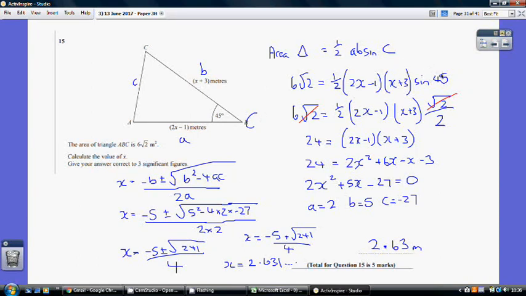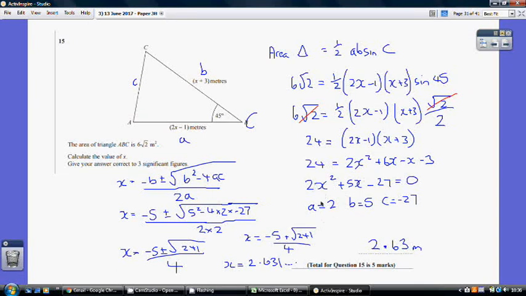Now the sin of 45 is root 2 over 2, and I can see at that point my root 2's cancel. If I then multiply both sides by 4, that gives me 24 on the left, and that undoes these two halves, leaving me with the 2x minus 1 times x plus 3 on the right. Multiply out this bracket, set it equal to 0 by taking away 24 from both sides. I get this quadratic equation here.